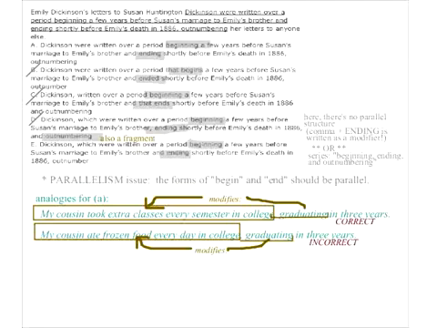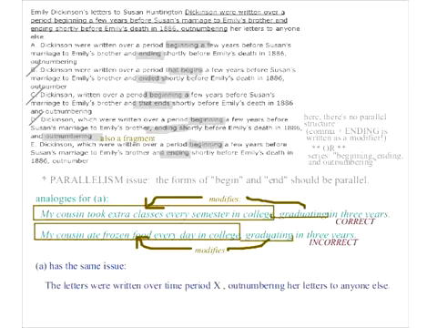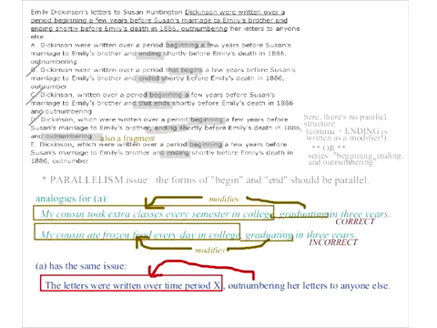Okay, A has the same problem as the latter of these two sentences. Let me elaborate real quick. A has the same issue, which is the letters were written over time period X, comma, outnumbering her letters to anyone else. The problem is that these two are unrelated to each other. I mean, the time period has nothing to do with outnumbering other letters. That doesn't have anything to do with anything. So this doesn't work as a modifier.